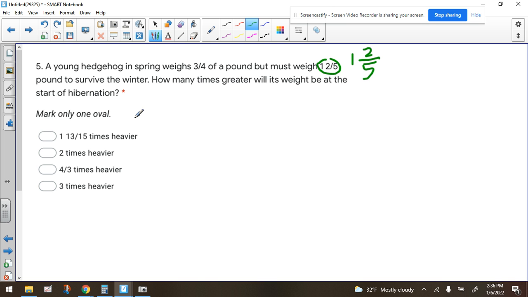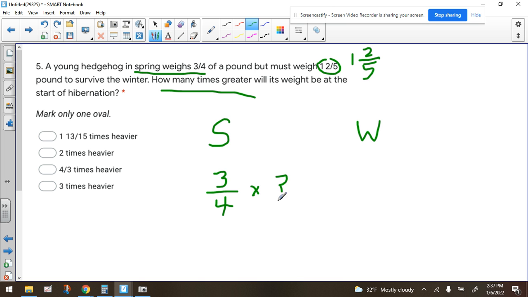Remember, start of hibernation, you may not know this, but that's at the beginning of winter. So there's the spring weight, and then we have to gain weight, and then there's the winter weight. So what do we know? We know the spring weight right here. It's 3/4 of a pound. Let's write that here. Since they're saying how many times greater, that means we're going to multiply this by some number to get the winter weight, which has to be 1 2/5.